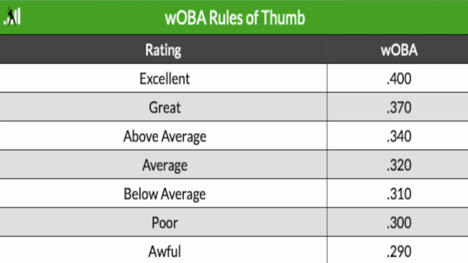We'll take a look at some examples of wOBA. You can see a general scale of wOBA here on the screen. You can see that .320 is about average, .340 is good, .370 is great, .400 is excellent, and then anything below .320 is generally below average to bad.